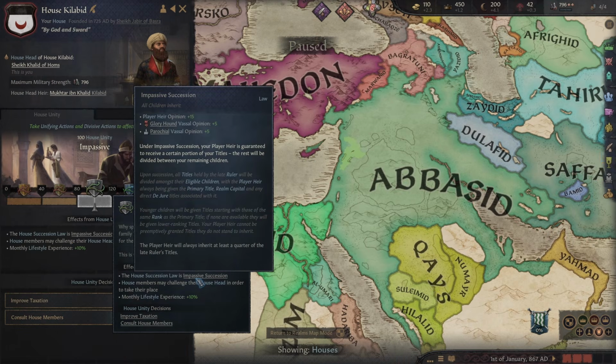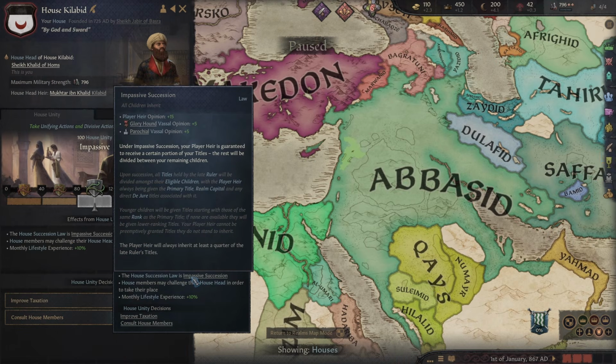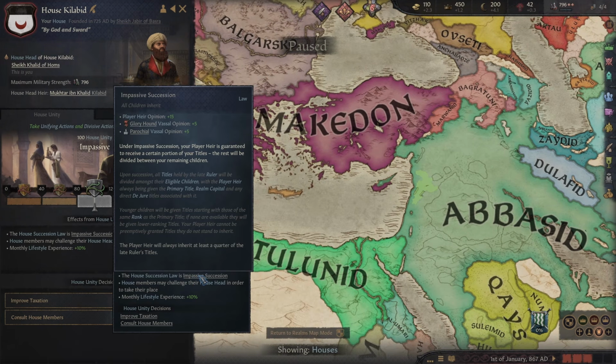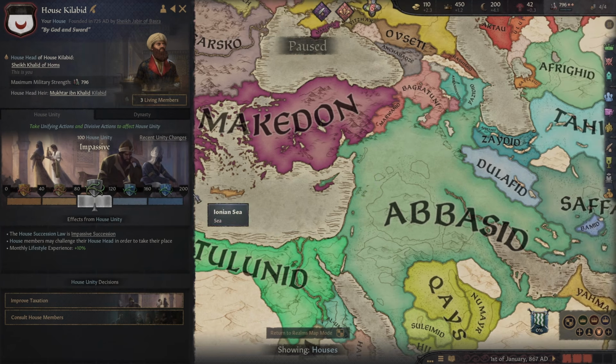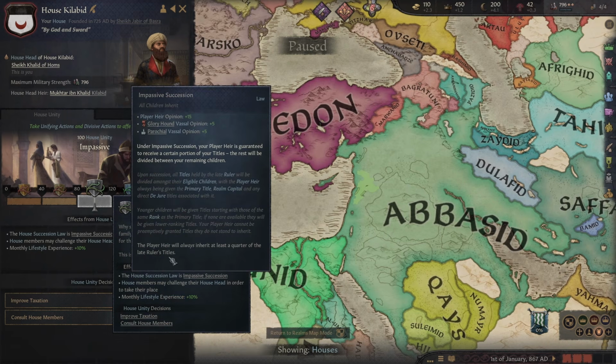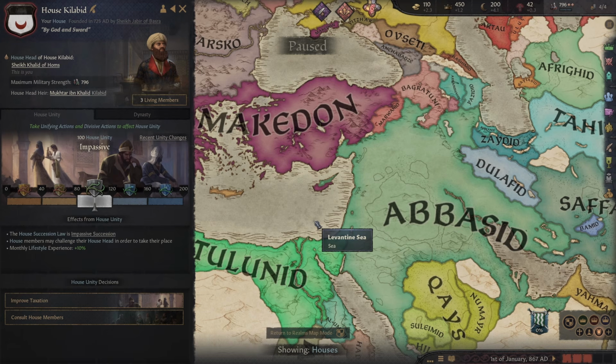Each house unity level has its own succession type that will be imposed on all house members. Though all of them are variations on partition, impassive succession is like high partition, where your titles are split between your children, except your primary heir gets at least 50% of your titles. But in impassive succession, your primary heir is only guaranteed to get 25% of your titles.